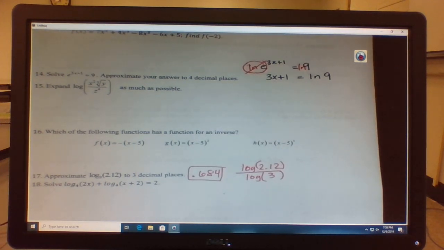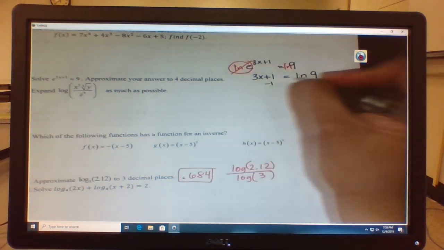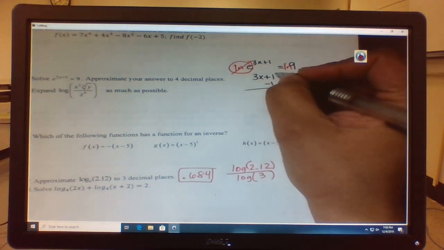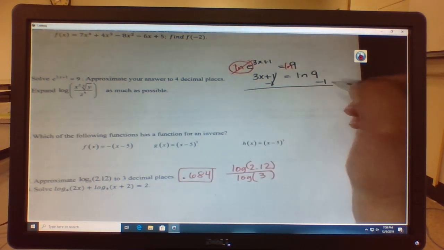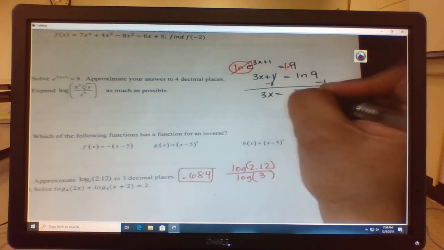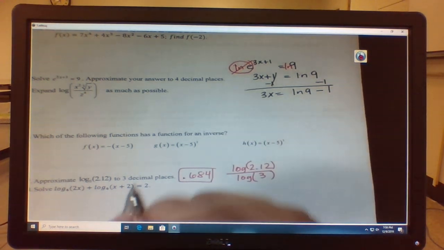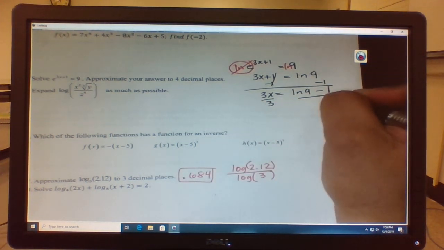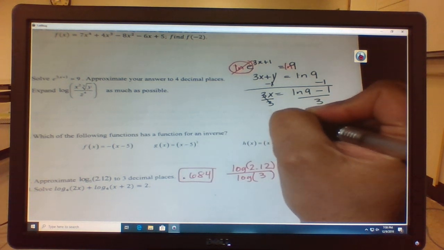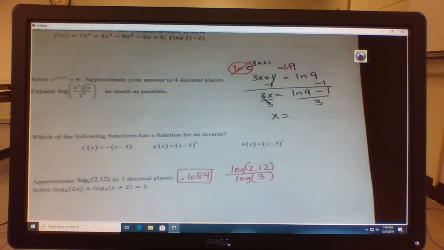And then what do we do? Before we divide, we have to subtract 1. Now, does this become ln of 8? Very good. It becomes ln 9 minus 1. Now we divide by 3. Now the problem here, if you get this wrong, because I know you know your steps, is that you're going to input it wrong.